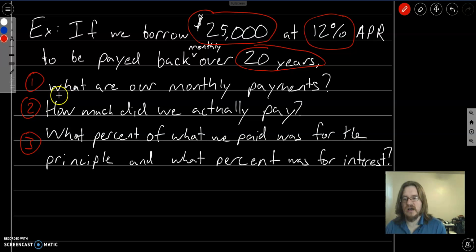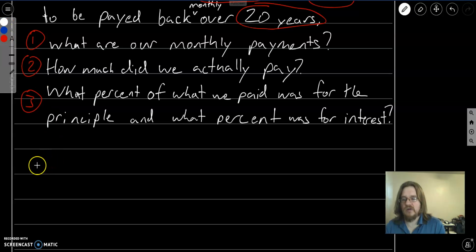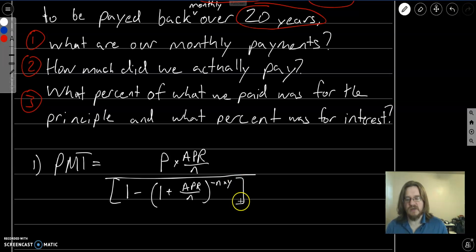The first one, what are our monthly payments? Well, we have a formula for our monthly payments. So our payment is going to be P times the APR over n, all of this divided by 1 minus (1 plus the APR over n) raised to the minus n times y. And I like to put all of this in parentheses on the bottom just to make sure that I know that all of this belongs on the bottom of a fraction.